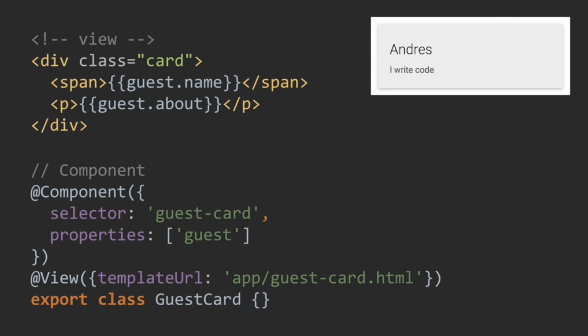Here, there's something new, which is called properties. In the component, you specify the properties, and that's going to be your API to the world. This is what you are accepting from the outside world to be passed into this component. You have the view, which is a template URL, and that's it. That's all I need to show these two pieces of information. And it looks like this.